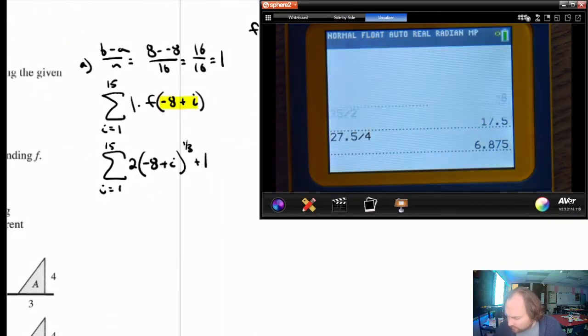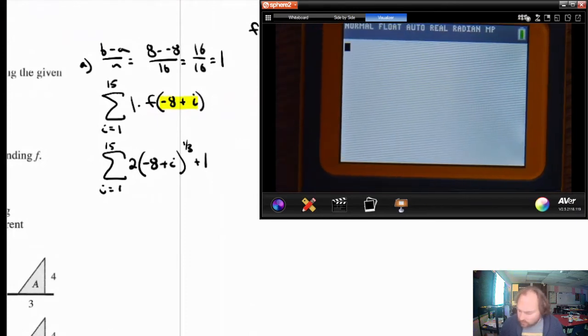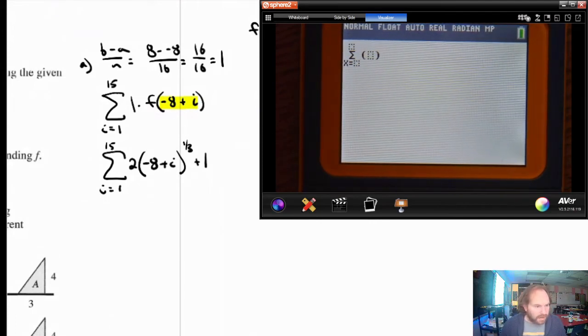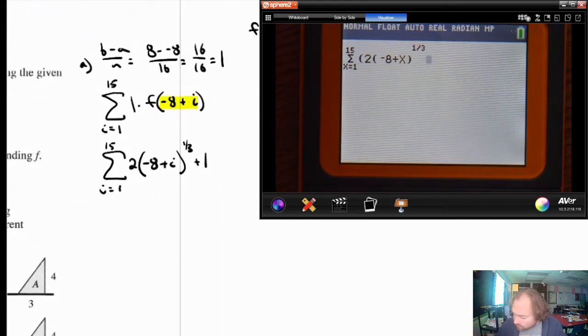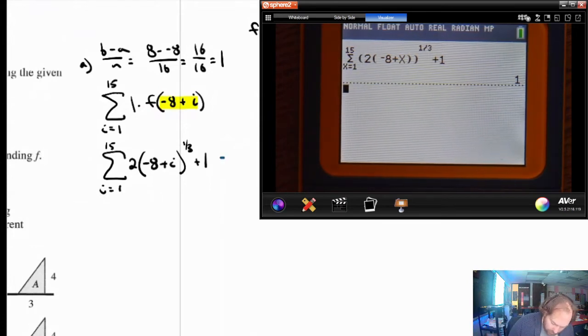So let's just type this in. I'm just going to clear the home screen. Second, F2, grab your summation notation. Remember, our calculator has to use x instead of i, but x equals 1 to 15. And in this case, we can just go 2, open parentheses, negative 8 plus x, close parentheses, caret key, 1 over 3, plus 1. And we will just execute. And our answer looks like 1. It comes out to be pretty nice, easy to calculate, equals 1 on our calculator.